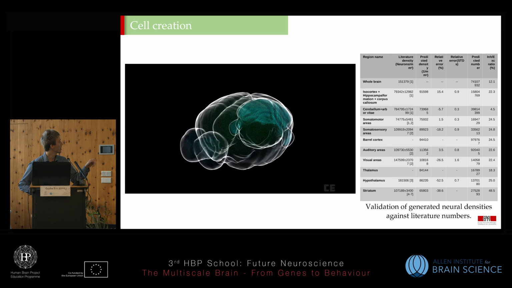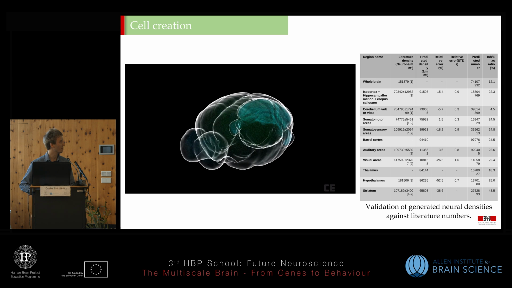Maybe a bit less interesting than the fancy visualization is the table on the right with all the numbers. Here again, we can do a similar step as previously, but this time on the glial numbers that we found and the inhibitory and excitatory densities that we found in several regions. And we can also compare them to values found in literature.